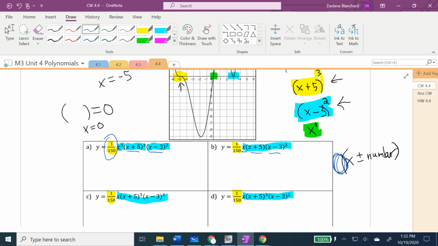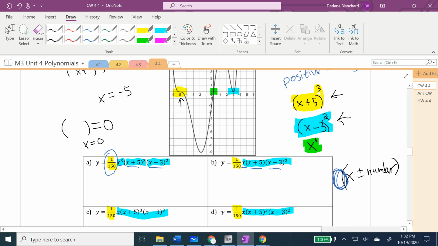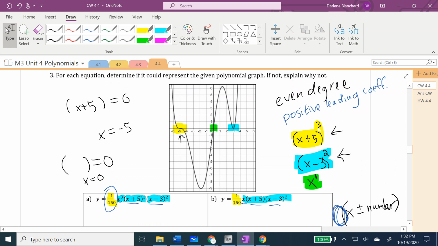Is that a ridiculous number? I had to throw in a number that large in a denominator so that this wasn't so steep that you couldn't see it. Polynomials can be very, very steep.